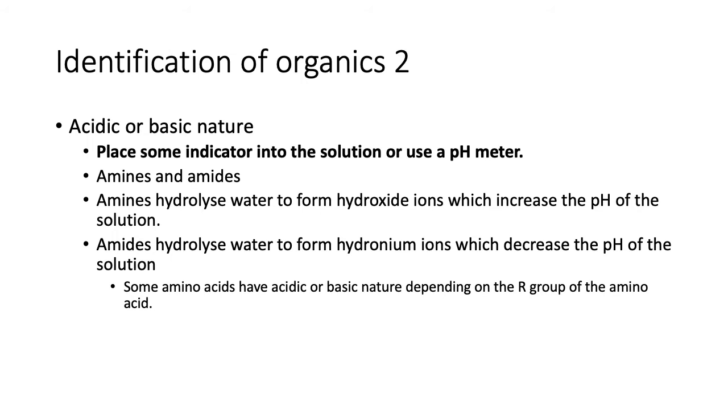Then we have acidic basic nature. You can place an indicator in there or use a pH meter. Amines and amides: amines are basic, amides are acidic, which is unusual, but that's just the way it is. And then some amino acids are acidic or basic depending on their R group. Again, using the pH is technically not a chemical property. You could argue that using an indicator is a chemical property because you're having a chemical reaction occur with the indicator itself.